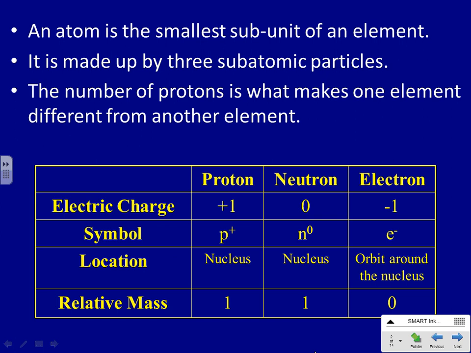And again, this is very much review, right? You've heard of all these particles? Yes? Yeah? Yep.